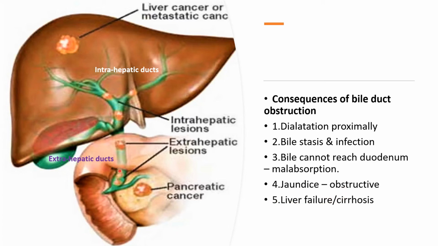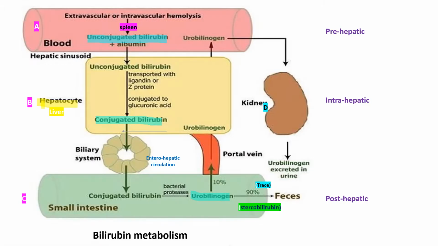Long-term obstruction leads to chronic inflammation and cirrhosis of the liver, and this can even lead to liver failure if it is long-standing.